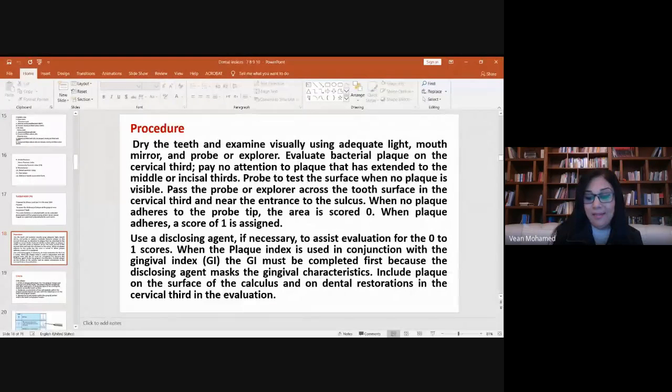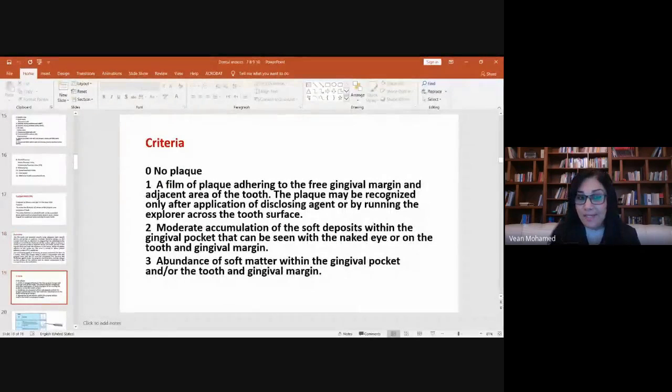Okay, and the criteria is very simple. We have to know these 3 or 4 numbers. 0 plaque index means no plaque. 1 is a film of plaque adhering to the free gingival margin, a film of plaque. 2 means moderate accumulation of plaque within the gingival pocket or gingival margin. 3 means abundance of soft matter within the gingival pocket or gingival margin. So the criteria range from 0 to 3.